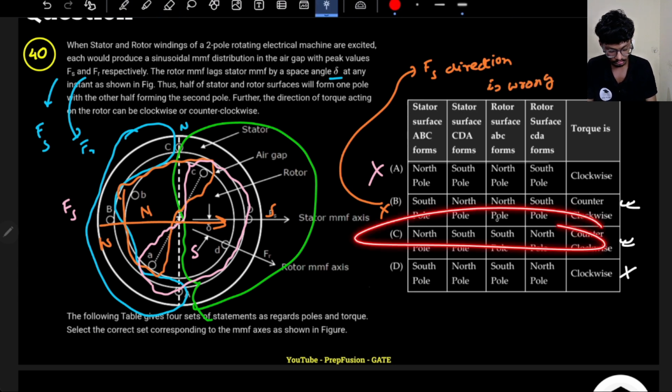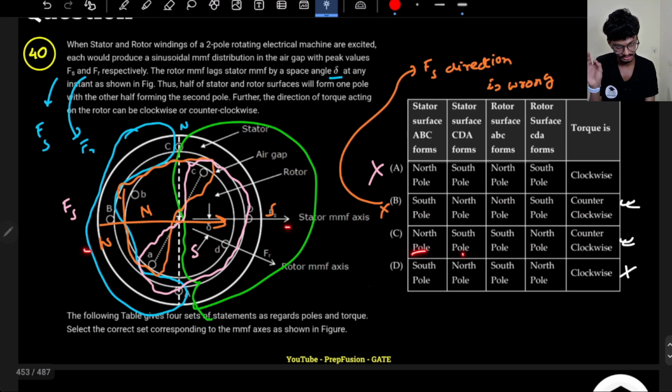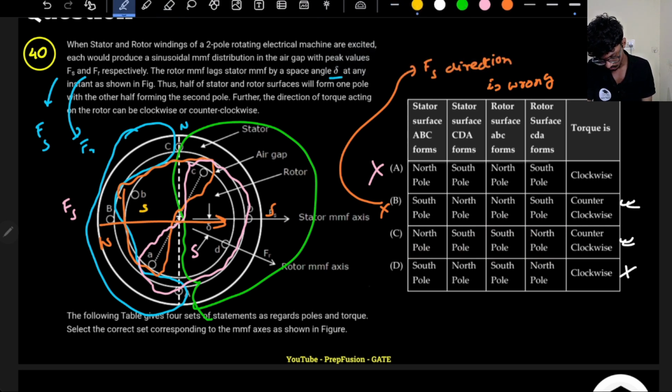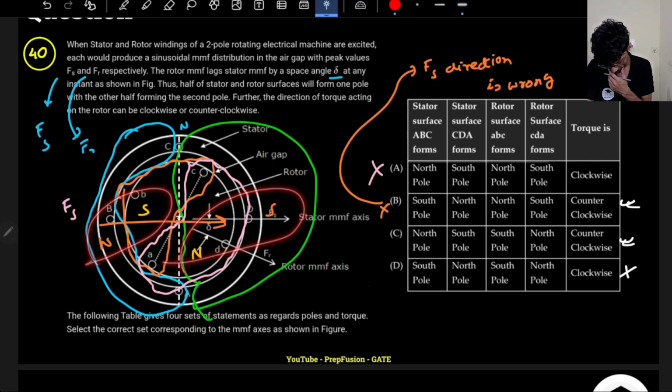Now let's solve the third one. In the third one, the north and south poles are there in the stator, but they are interchanging the north and south poles on the rotor side. So this will be south pole and this will be north pole. Now if you observe, this is alignment torque, there is no problem with that, but still the axis is wrong, right?